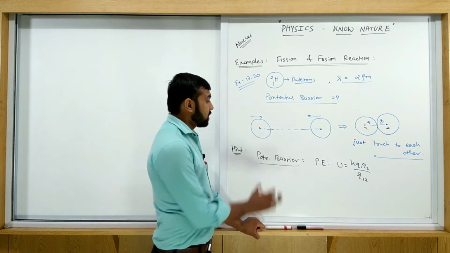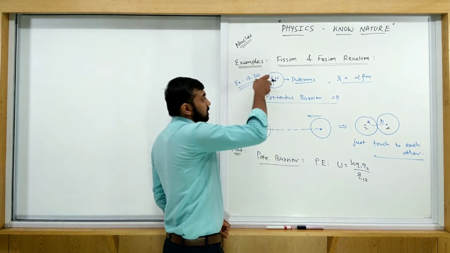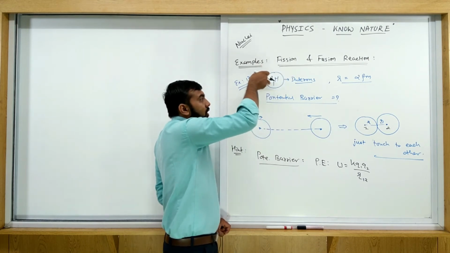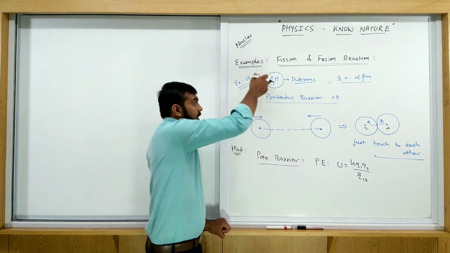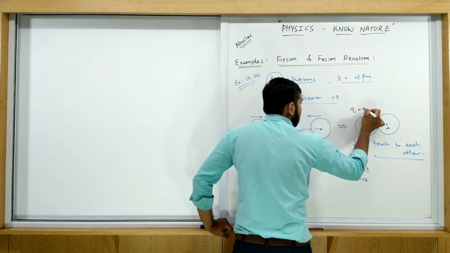Okay, so what is the charge of the deuterons? A deuteron consists of one proton only. Deuteron is an isotope of hydrogen. So the charge of both the deuterons is Q1 equal to Q2.